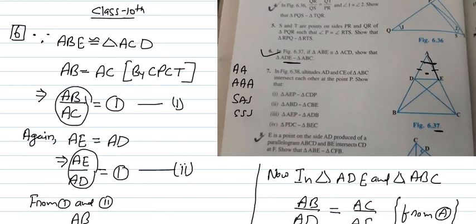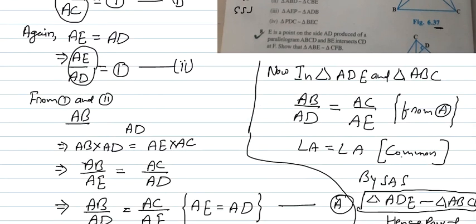If you think this is complicated, I am repeating again. This is congruence given, so AB is equal to AC, and this side will be also equal. Then from equations 1 and 2, AB upon AC is equal to AE upon AD. Now I have done the cross multiplication to get this result, and this is very helpful to show the similarity of these two triangles ADE and ABC.